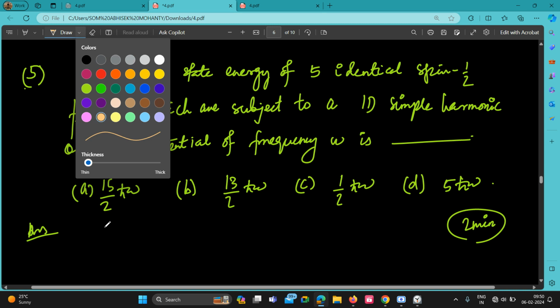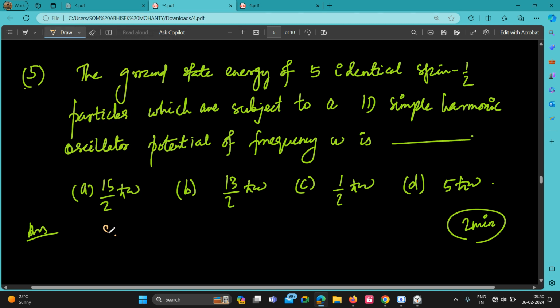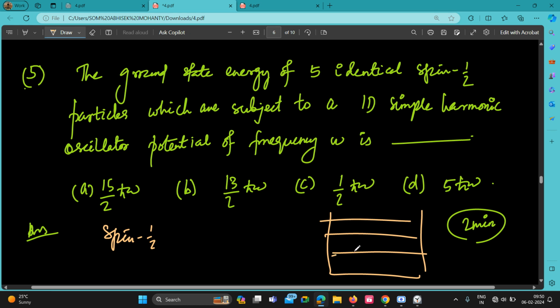Okay, see, five identical spin half particles. Spin is half. So suppose five particles, and this is a harmonic oscillator potential. These are the levels. So in one level, how many particles can be there? As it is spin half particles, the multiplicity is 2s plus 1, that is 2 into 1 by 2 plus 1, that is 2. So in one state, only two particles can be there. So total 5, you can arrange this like this: 2 here, 2 here, and 1 here only.